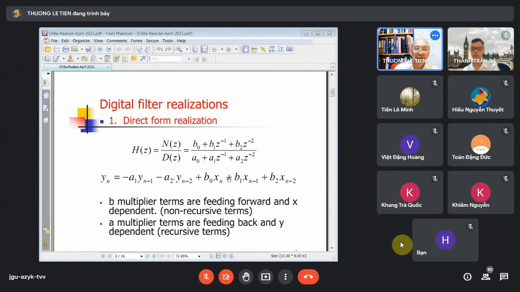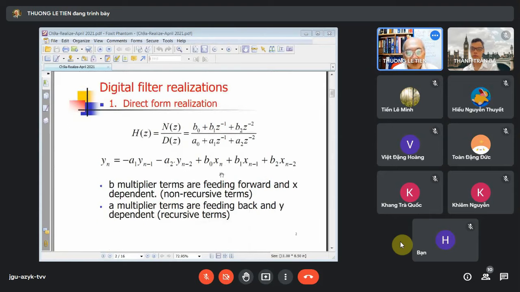Okay. All right. So now this is X(z) equal to N(z) over D(z), or we can write it equal to Y(z) over X(z). If we take the cross multiplication, we can see the b coefficients are feeding forward and x dependent because they are multiplied by X(z), and the a coefficients are multiplied by Y(z), so the a's are feeding back and y dependent.